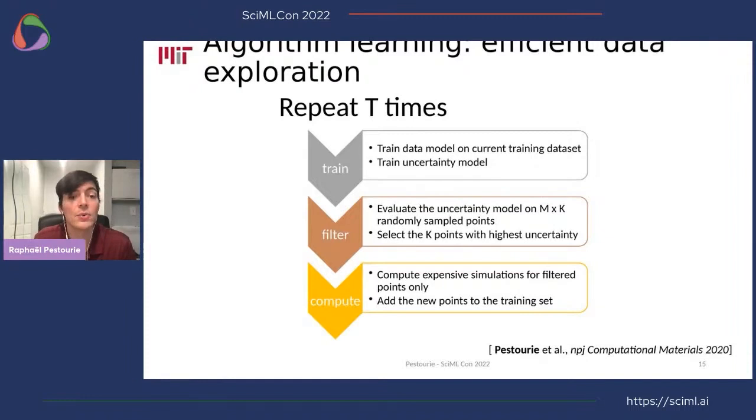In the result showed in the previous slide, n was equal to 4. So I discarded 3/4 of the randomly sampled points before the PDE simulations. And t was equal to 8. So for each data set size, the data set was created by incrementally adding points to the training set 8 times. And what is great about this algorithm is its generality.